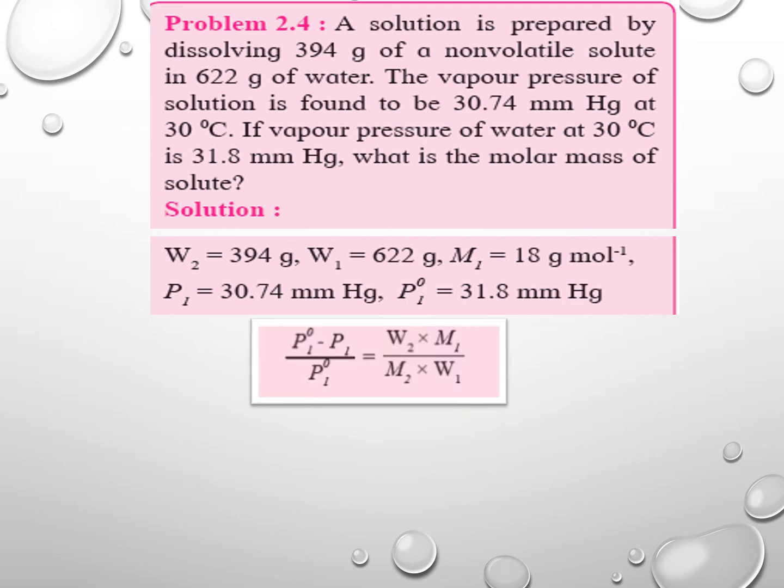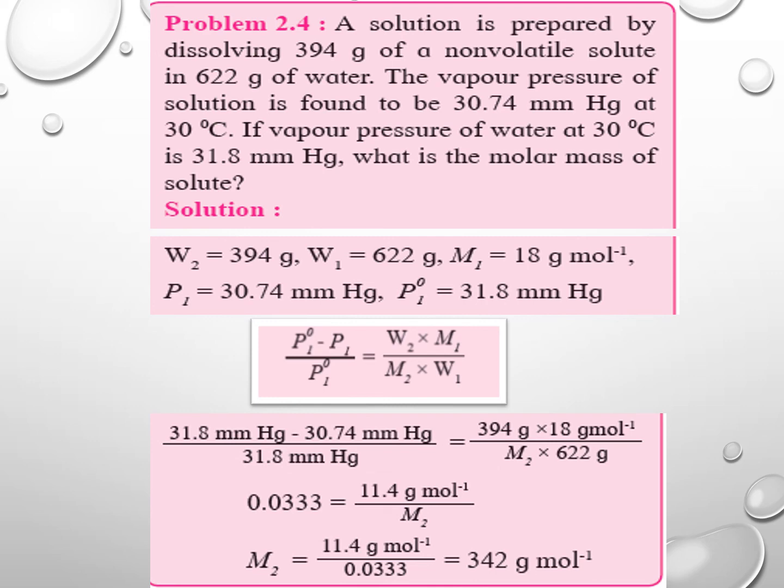Now using the formula that we saw in the previous slide, we have almost all the details given here. There is no requirement for any unit conversion, so everything can be substituted directly, and the value of M2 can be calculated using the formula. Just substituting the values, you get the value of M2 as 342 grams per mole. Students, you need to write this down and practice it.